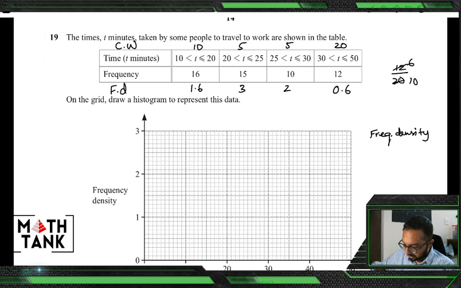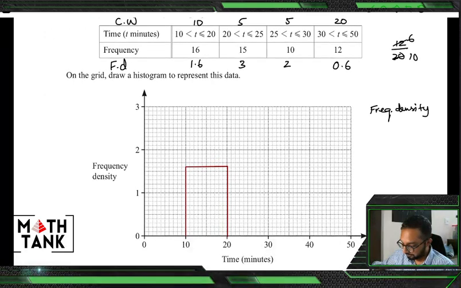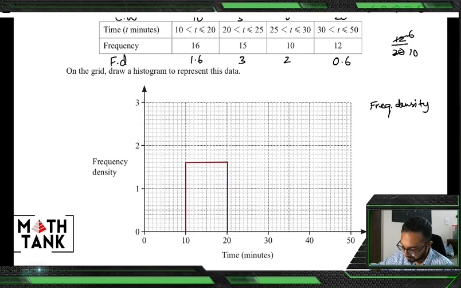Let's start drawing. I have to start drawing from 10. So the first bar is between 10 and 20 and it needs to have a height of 1.6. Draw this with a ruler and a pencil. Don't draw wavy lines. The examiner will deduct marks if your histogram is not accurate. 20 to 25 should have a height of 3. That's high.